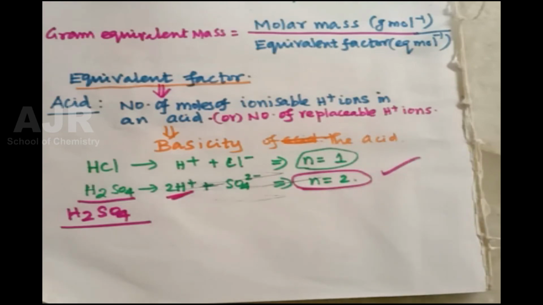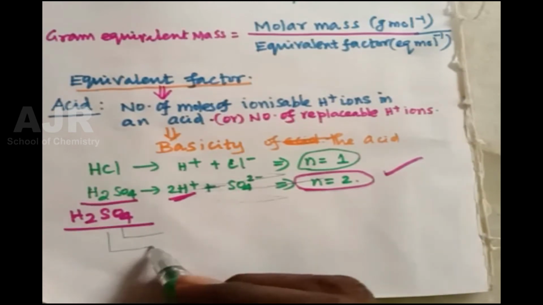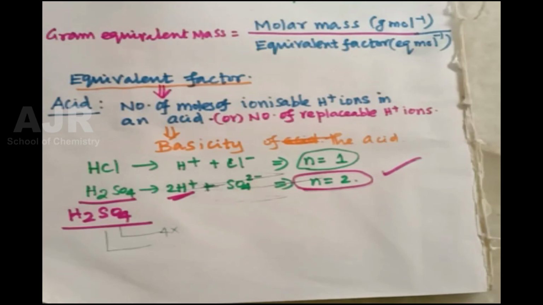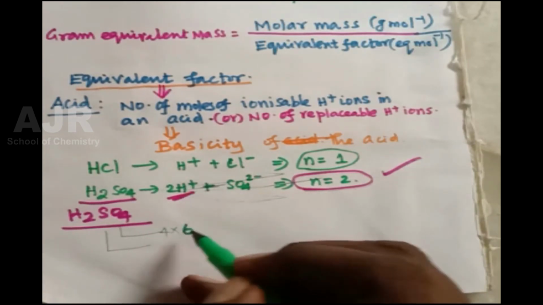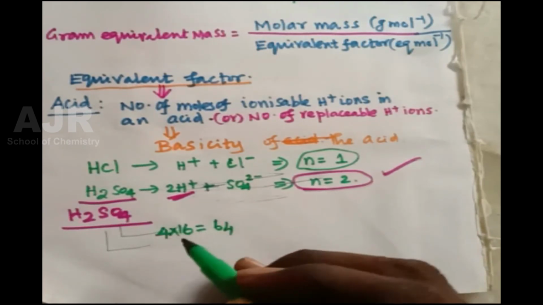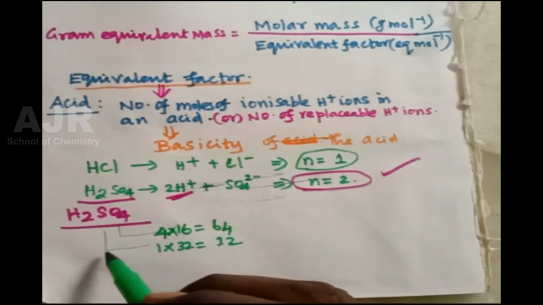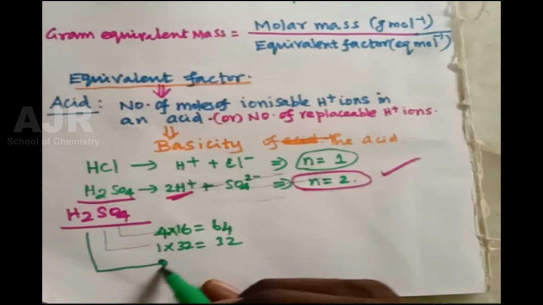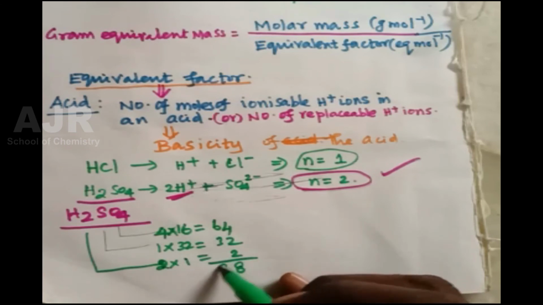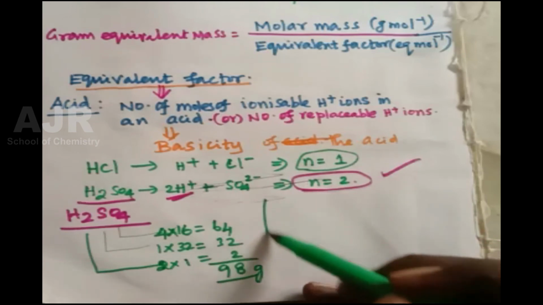Now I am going to explain how to calculate the molar mass. Molar mass we already know how to calculate, right? There are 4 oxygen: 4 into 16 is 64. 1 sulfur is present: 1 into 32 is 32. And there are 2 hydrogen: 2 into 1 is equal to 2. Altogether we have 98 gram, right? So this is your molecular mass of sulfuric acid.